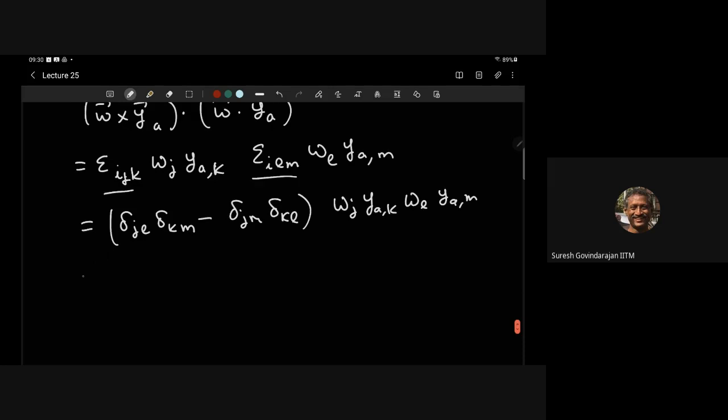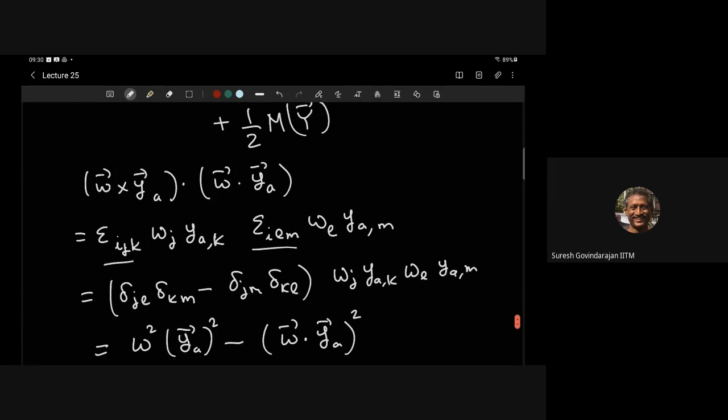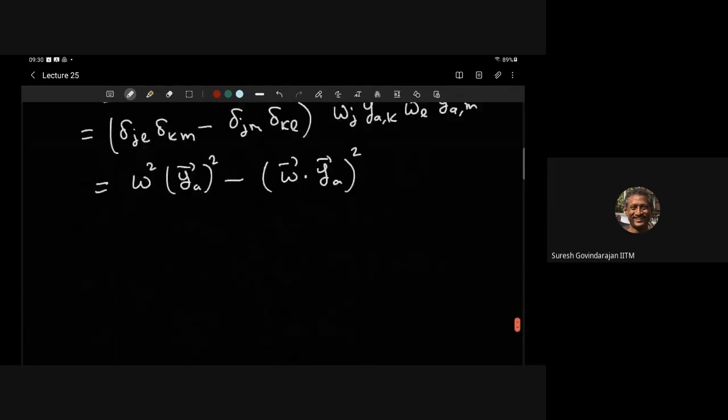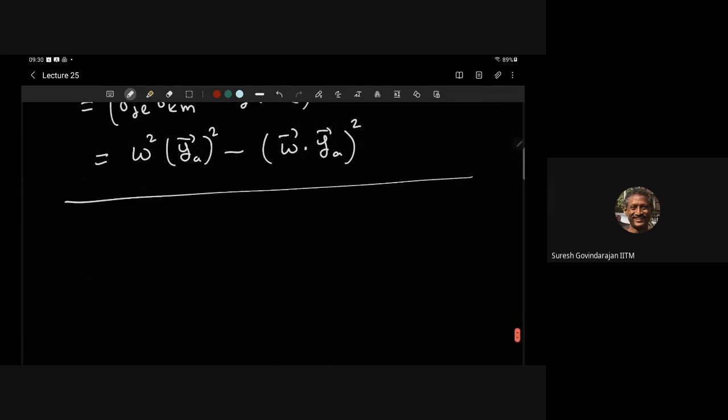Okay, so this, if you work out, so delta_jl, this would be omega squared times y_a squared, minus. Okay, so we have worked out this identity, and so let's go ahead and plug it in here into this thing. So using this result in T, we get the following.